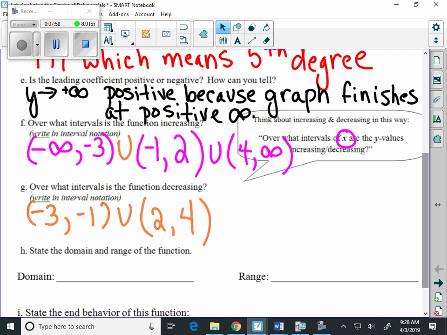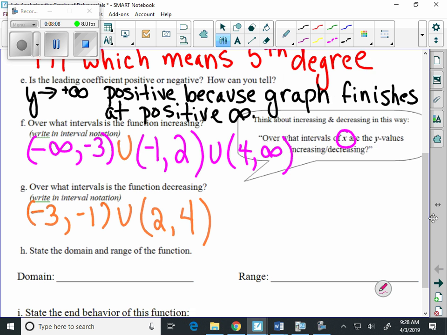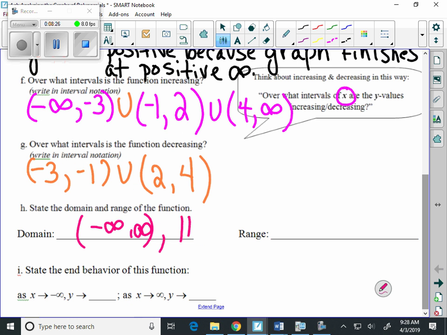Down here on letter H, ordered pair. Sorry, the question is domain. State the domain and the range of the function. I'm going to write them in interval notation. And the domain for most of our functions, most, not all, in Algebra 2 is -infinity to infinity. All real numbers. By the way, the abbreviation for all real numbers, which we saw, is 2 bars with a capital R. We've seen that on some of our entrance slips.